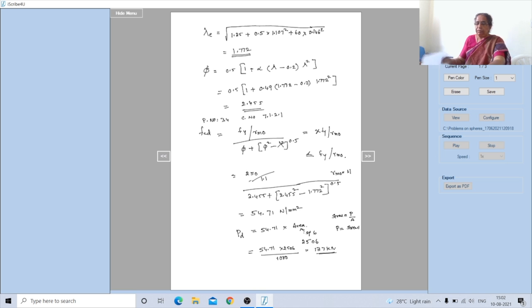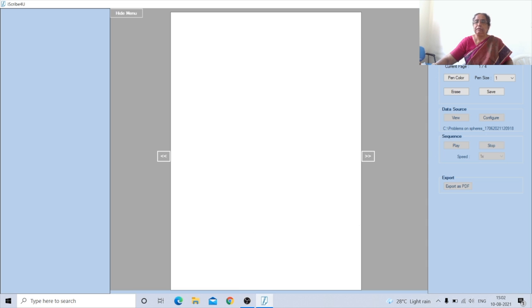Okay, now we will move to the other problem, where the angle is connected by more than one bolt. Now we will go to the second problem, the same as the above problem.